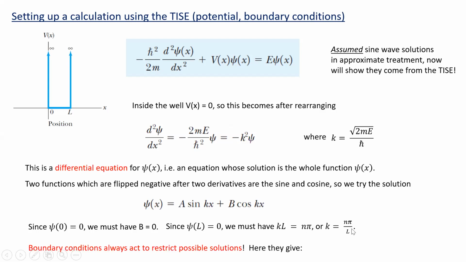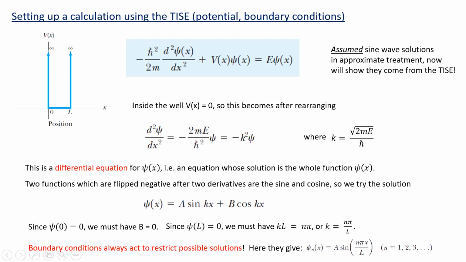Okay? So as I said, boundary conditions, not only in quantum physics, but in any case you run into differential equations, they always act to restrict your possible solutions, as they have here. So here, because b is equal to 0 and k must be n pi over L, we get psi indexed by this integer n. We know that n has to be an integer, would be equal to a times the sine of n pi over L times x, where n is 1, 2, 3, etc.